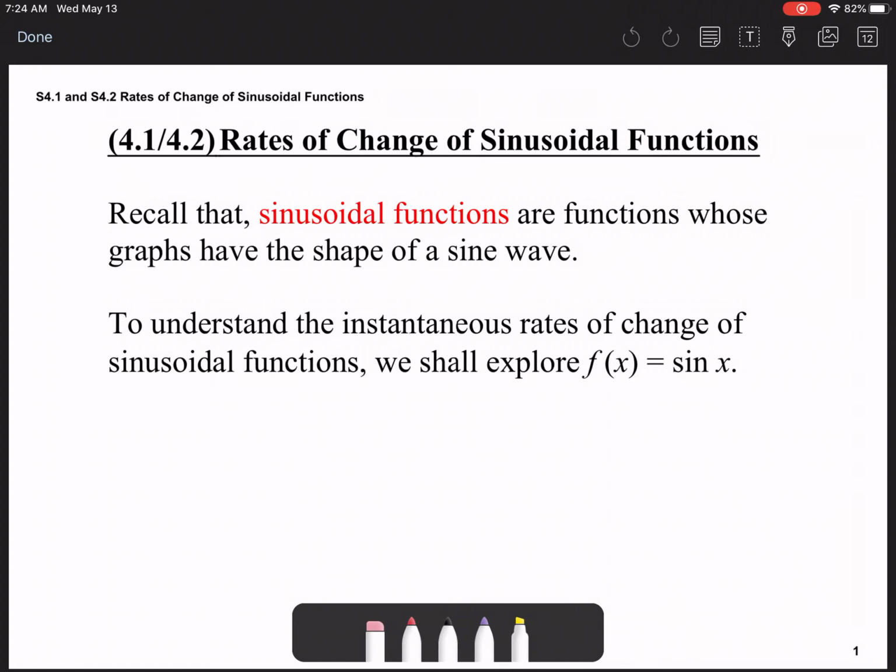Hello and welcome to lesson 4.1, 4.2, rates of change of sinusoidal functions. So recall that sinusoidal functions are functions that have graphs that are in the shape of a sine wave. To start understanding the instantaneous rates of change of sinusoidal functions, we're going to explore the function f of x equals sine x.